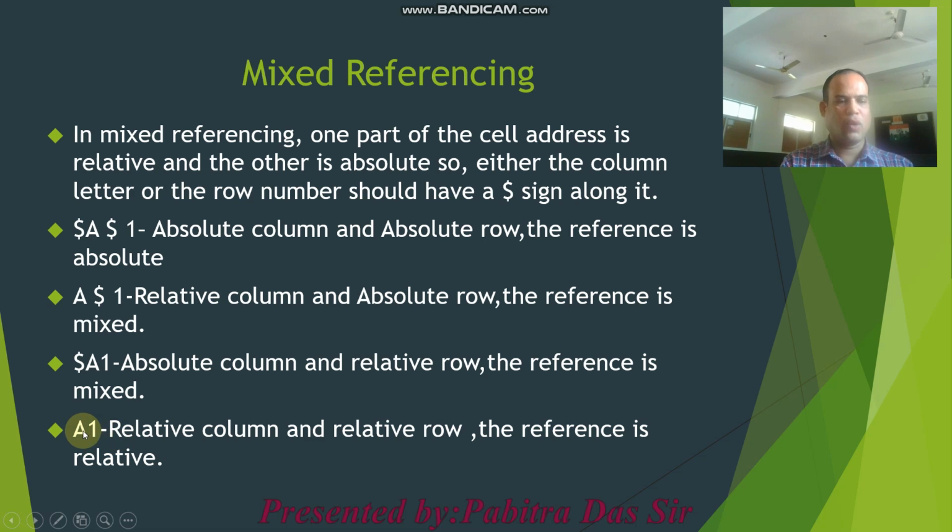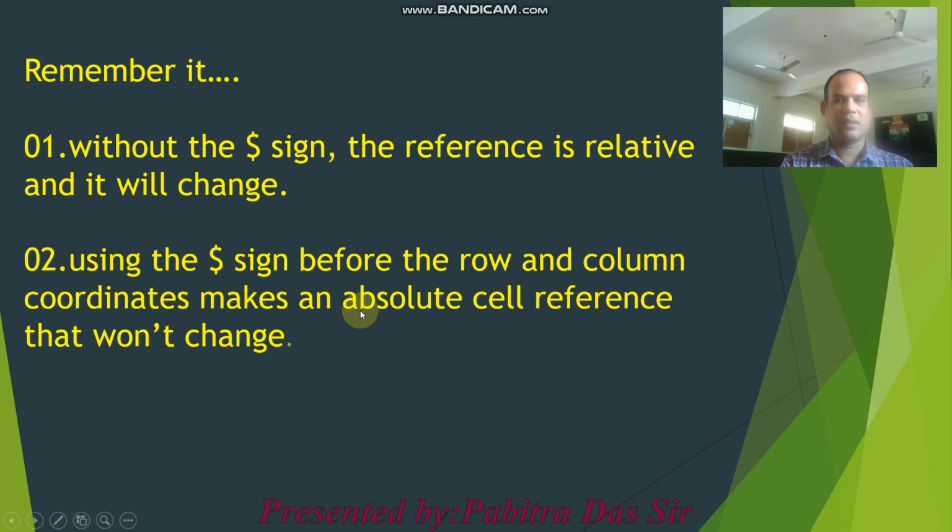A1 means there is no dollar sign mentioned. That means relative column and relative row. The reference is relative. Next, students, remember it. Without the dollar sign, the reference is relative and it will change. Using the dollar sign before the row or column coordinates makes an absolute cell reference that will not change.